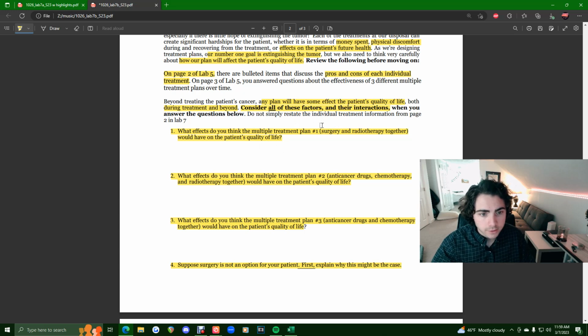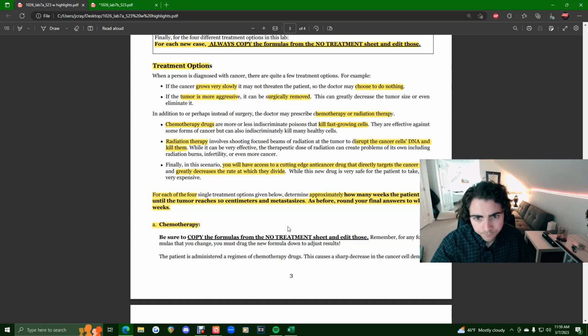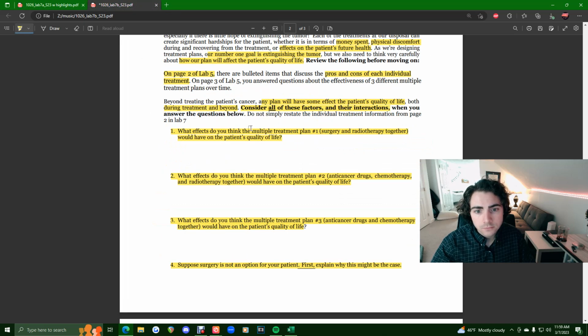Let's see if we can answer specific questions regarding surgery and radiotherapy. All right. Surgery. What do they say about surgery? They say if the tumor is more aggressive, it can be surgically removed. This can greatly decrease the tumor size or even eliminate it. So what effect would it have on the patient's quality of life? So, I mean, surgery sounds pretty good, based on that statement.